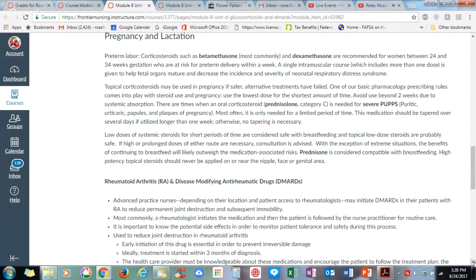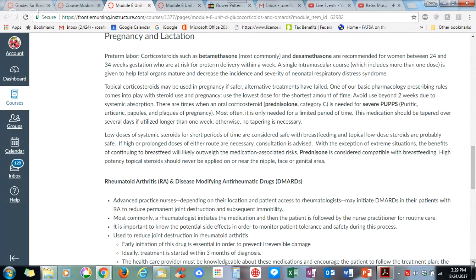Topical corticosteroids may be used in pregnancy if safer alternative treatments have failed. One of our basic pharmacology prescribing rules comes into play with steroid use in pregnancy: lowest dose for the shortest amount of time. Avoid use beyond 2 weeks due to systemic absorption.